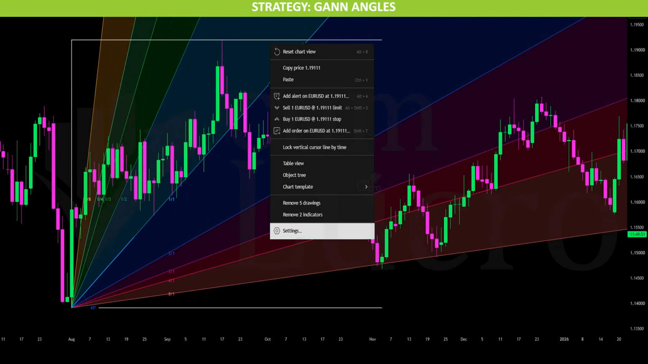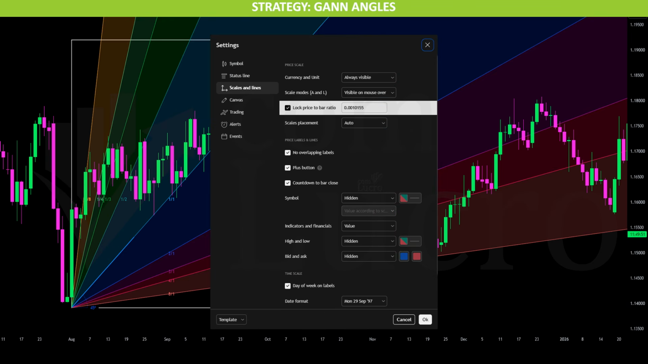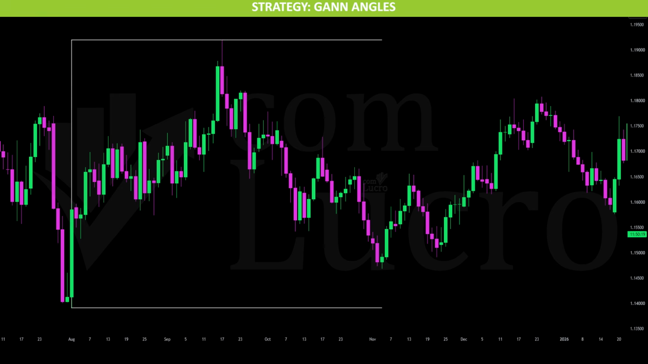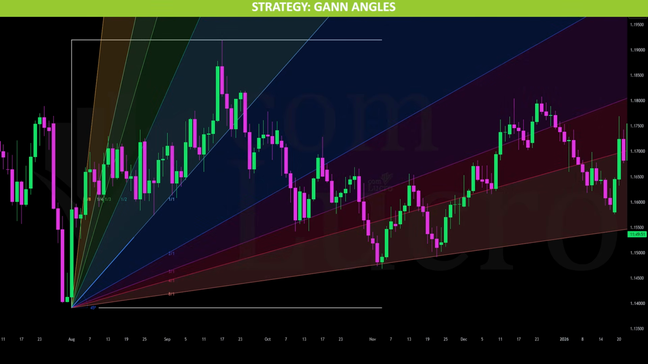To apply them, go to the settings and make sure Lock Price to Bar Ratio is checked. Next, identify a market range and mark the swing low and the swing high of that range. Then, draw a straight vertical line at the start of the range. After that, select the Trend Angle tool and measure 45 degrees. Finally, use the Gann fan tool and place it at the 45-degree angle.